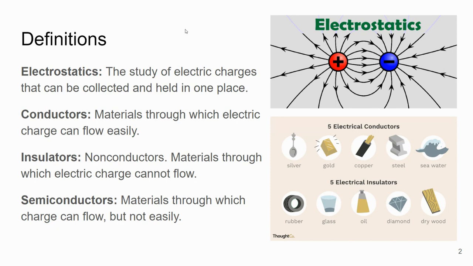And then you have conductors. These are materials through which electric charge can flow easily. That's things like silver, gold, copper, steel, all the metals. Seawater is also a good conductor.